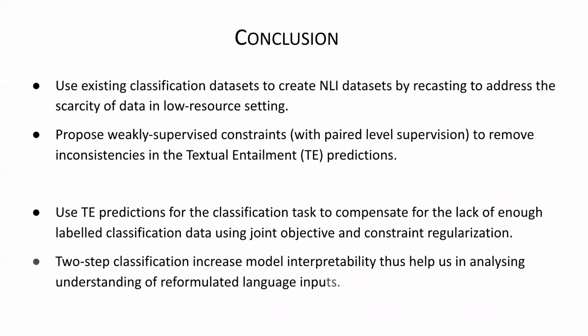Overall, the conclusion is that we created a new NLI data set by data recasting for a low resource setting, and we show the benefit of this. We propose weakly supervised constraints, which can be used with this recasted data to remove inconsistency as well as improve the textual entailment task on the recasted data. We further show that this data created by recasting can be used not just for textual entailment, but you can use the prediction of the textual entailment task to actually do the original label classification task. And we show that if you use joint objective plus constraint regularization, you can even outperform the direct classification task.